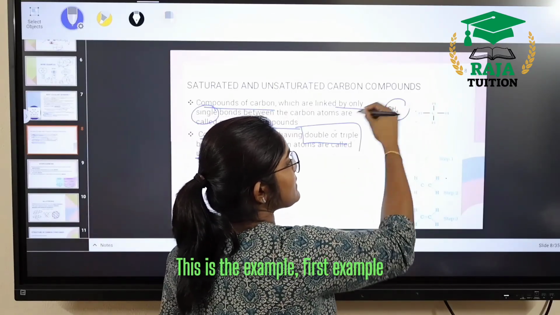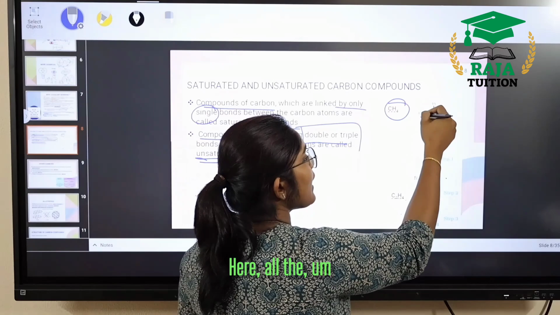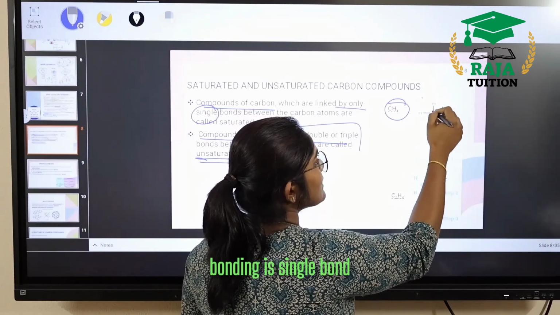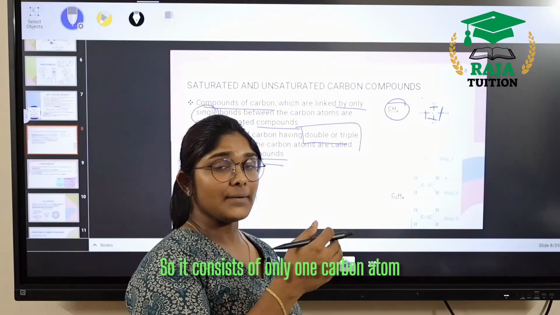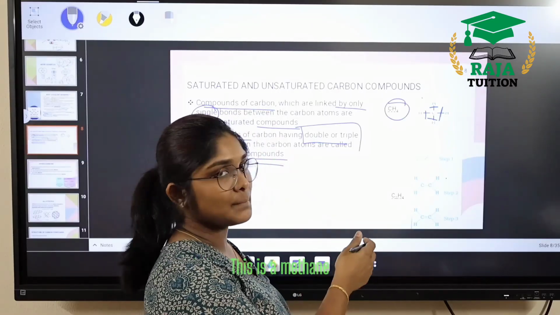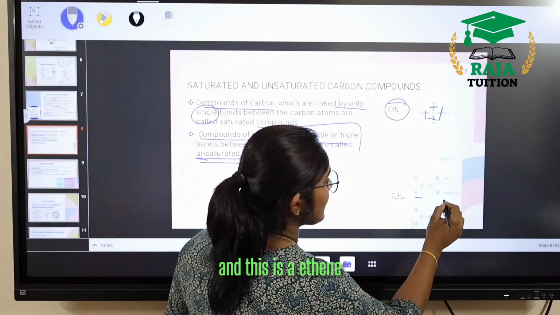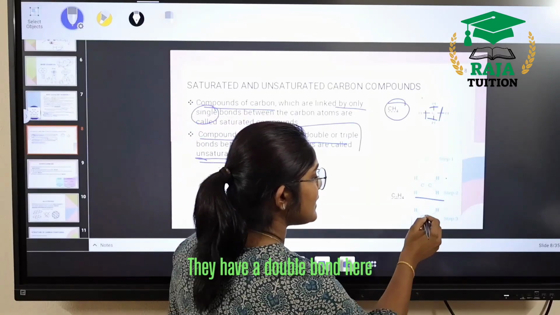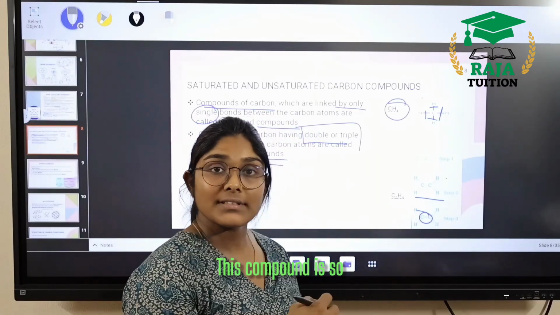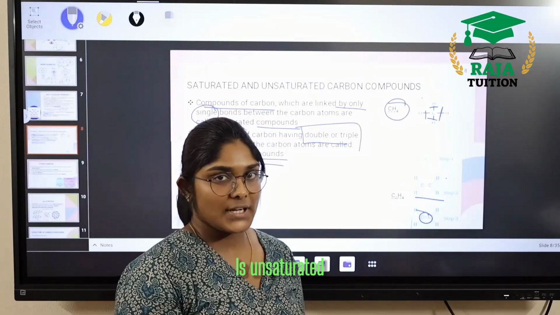Okay, here we have the simplest example, the first example. Here all the bonding is single bond, so they are saturated. It consists of only one carbon atom. This is methane and this is ethene. We will study about it in the next slide. They have a double bond here. This compound is unsaturated. Okay.